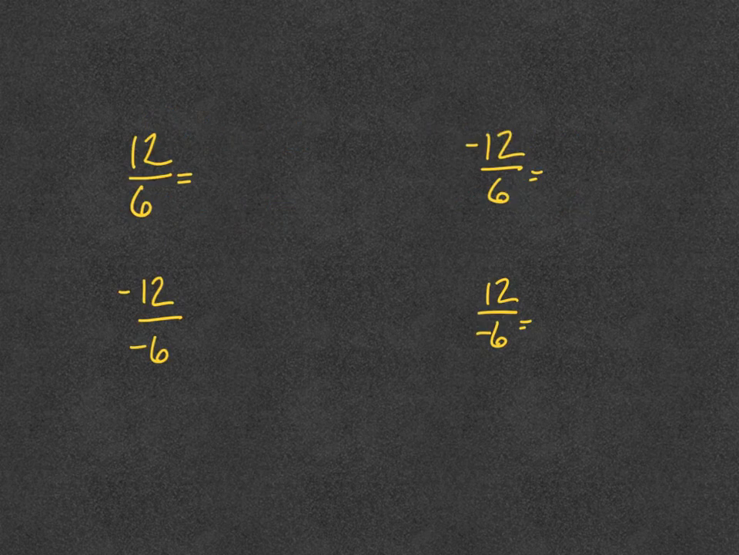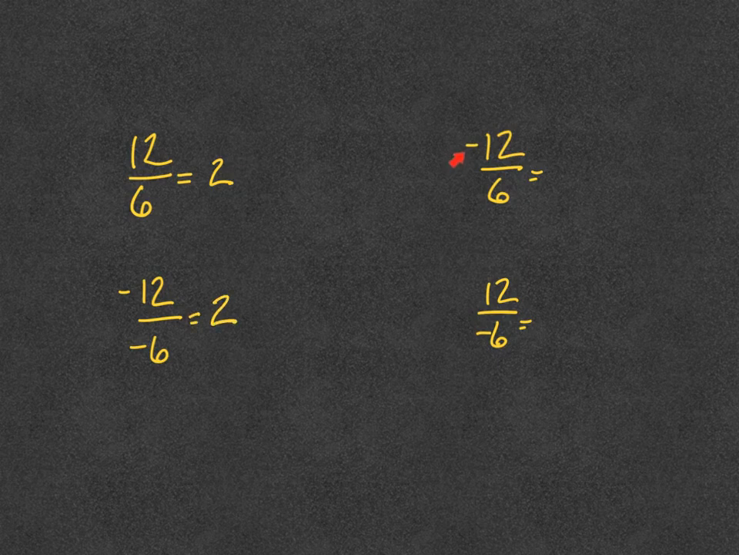Okay, let's look at some division examples. I have a positive 12 divided by a positive 6, same signs, so my answer is going to be a positive 2. In the second example, I have a negative 12 divided by a negative 6. Negative divided by a negative will also be a positive, so it's a positive 2.